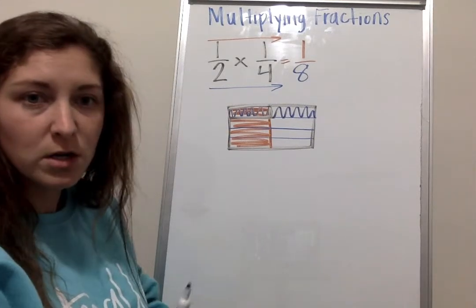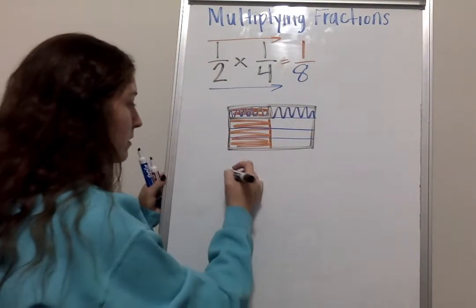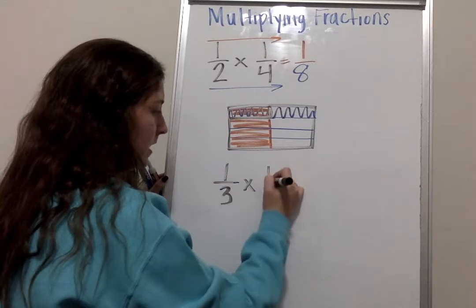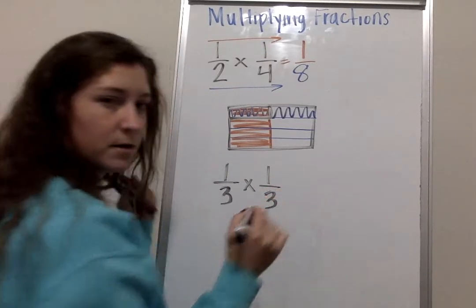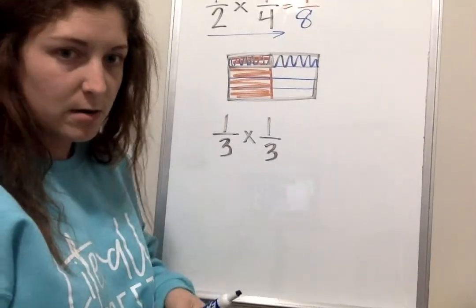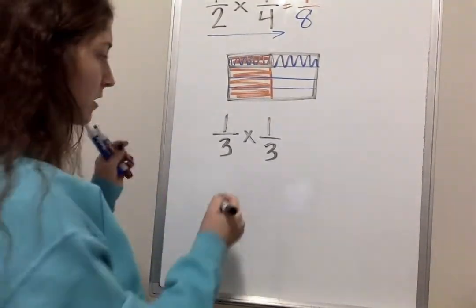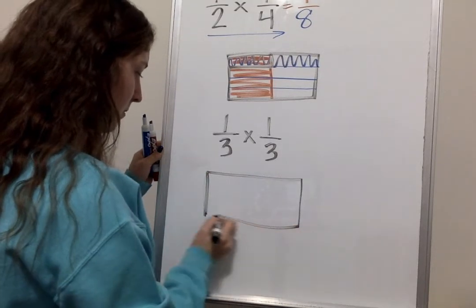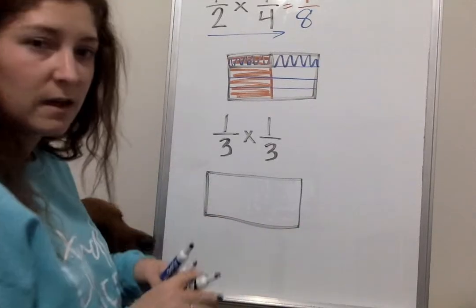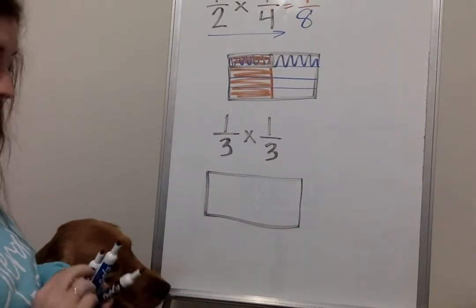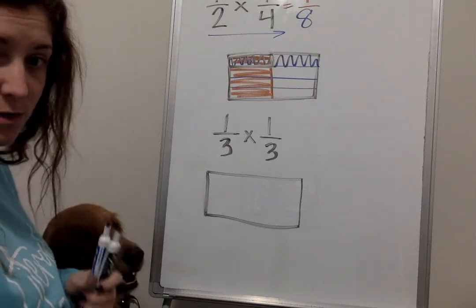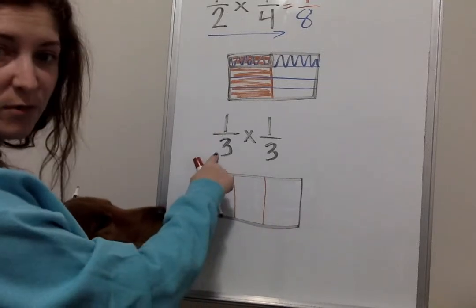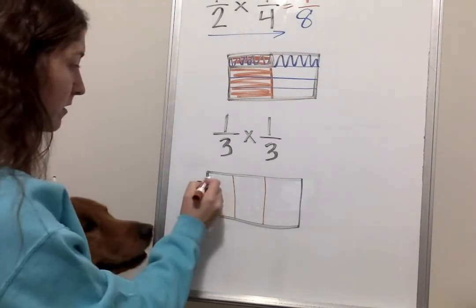This time, I want to use the problem 1/3 times 1/3, and we're going to show what this one looks like on a model. Again, first thing, I'm going to want to just start with one model. So I'm going to go ahead here and draw out my one model. Then that one model is going to be split into thirds, so into 3 pieces there. I have 1/3, so I need to shade in 1/3.